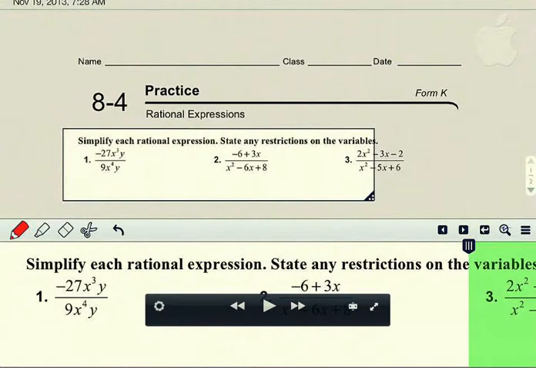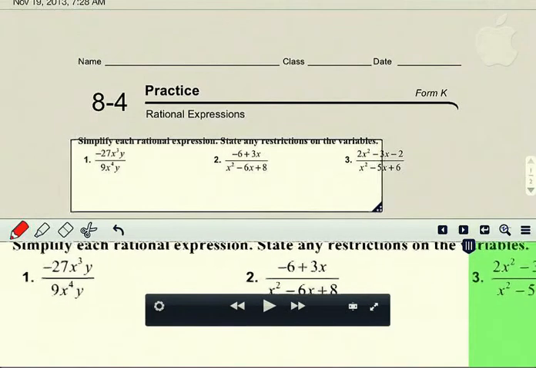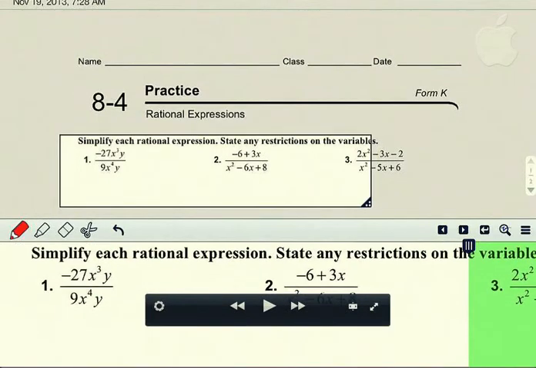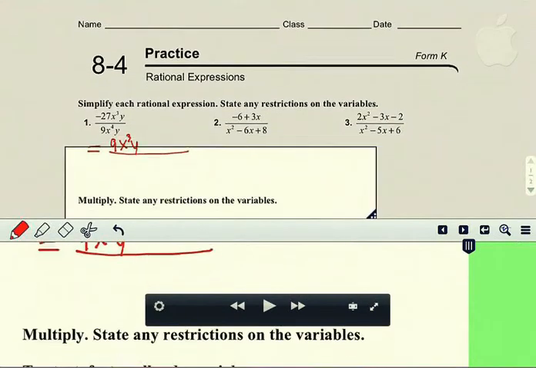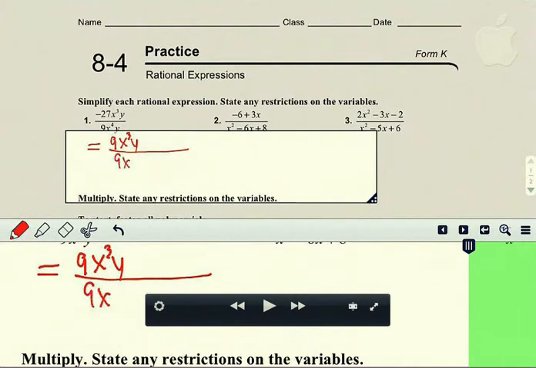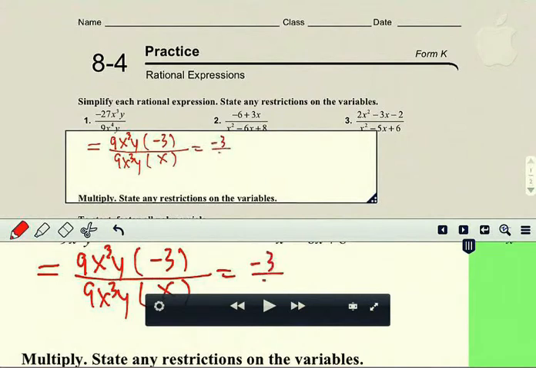We have here the practice sheet for rational expressions. Let's take a look at number 1. Take out the greatest common factor for number 1. 9 goes into the top, x cubed does, and so does y. And that would leave minus 3 in the top and x in the bottom. So our answer would be minus 3 over x.